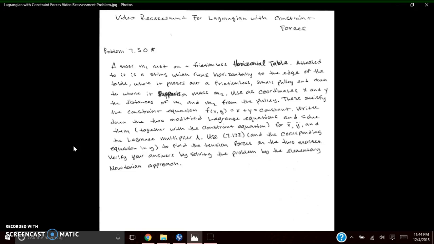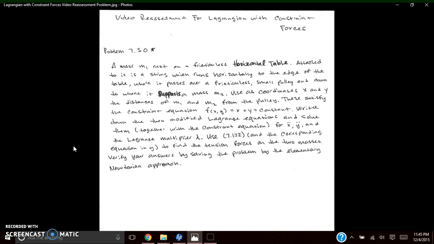Basic problem: mass M1 rests on a frictionless horizontal table. Attached to it is a string which runs horizontally to the edge of the table, where it passes over a frictionless small pulley and supports a mass M2. Use coordinates x and y, the distances of M1 and M2 from the pulley. These satisfy the constraint equation F of x, y equals x plus y, which equals a constant.